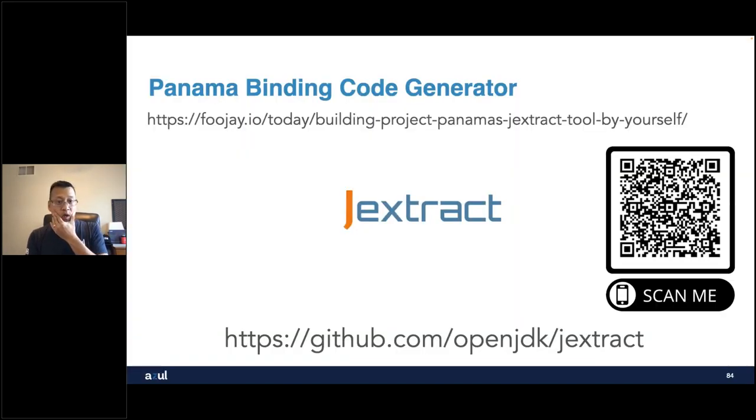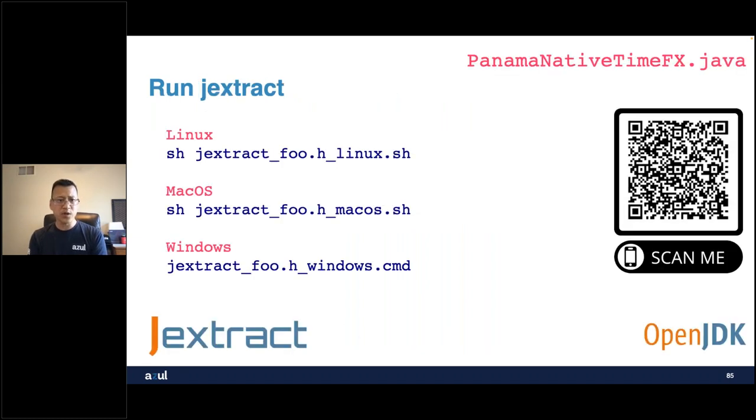So we're coming to the end, just showing you how to run the demo examples. You need JExtract to actually generate the binding code, which I mentioned before. I don't show you how to use the tool, but there are instructions here. You can go to an article I wrote, above it, from foojay.io, which is how to build Project Panama's JExtract tool by yourself. And the actual JExtract tool project is at github.com/openjdk/jextract.